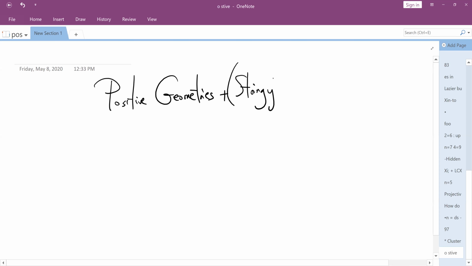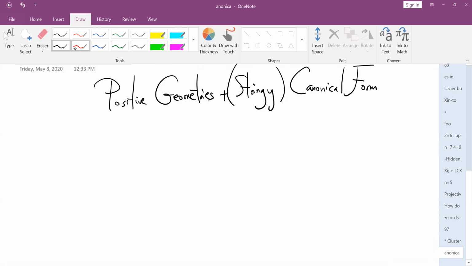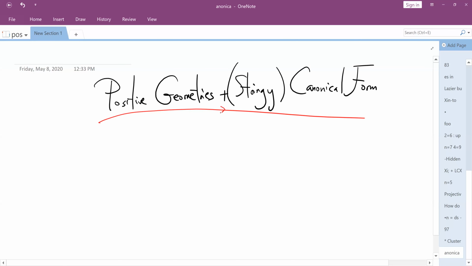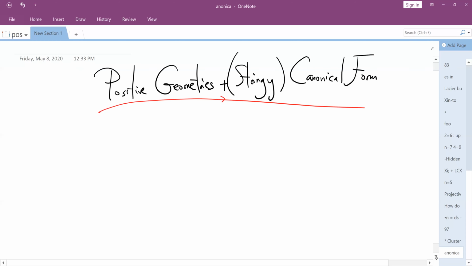The stringy is in brackets, so there's a more general notion of canonical form, and there's a way of getting them in a way that will make the language obvious. All right, so what is a positive geometry? Well, we've seen already examples of these interesting shapes: pentagons, icosahedra, so on. So this is going to be everywhere in this subject.